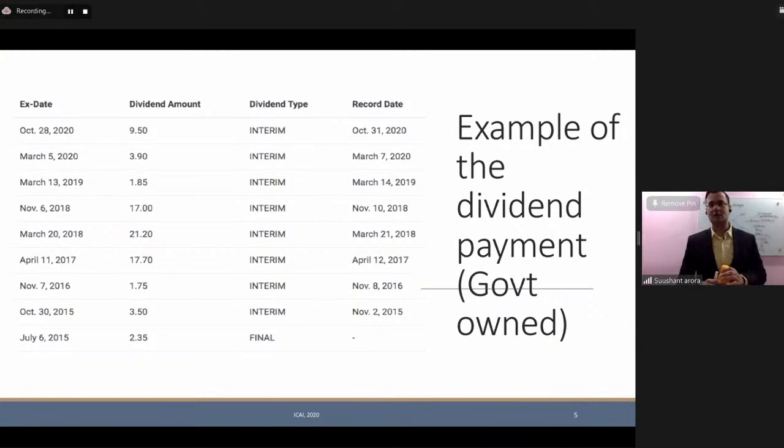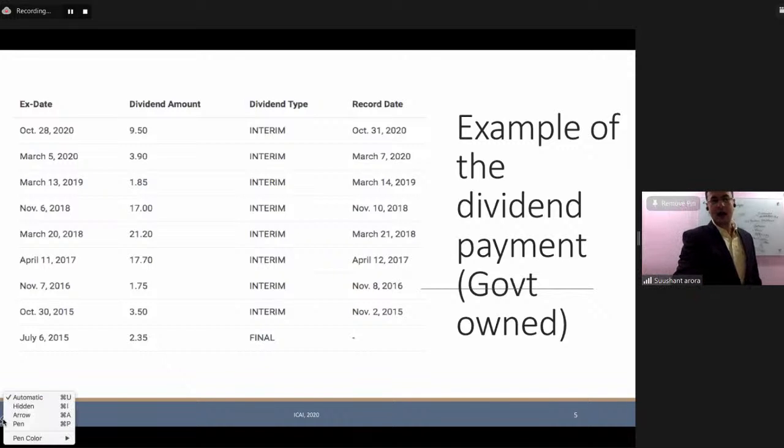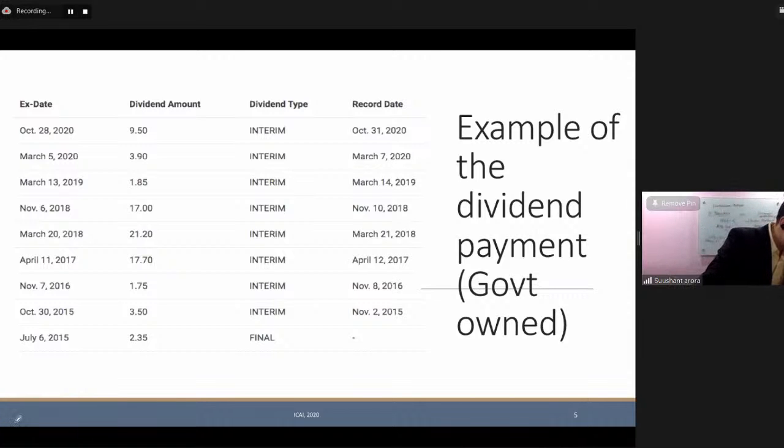This is one of the companies owned by the government, meaning our President of India. So you can see there are 4 columns: an ex-date, a dividend amount, and a dividend type: interim, final, and special, as I told you during the class. And the record date is given. Now you would be thinking, sir, why have you given this example? I am giving you this example so you can see the pattern of the dividends. Are they aligned?